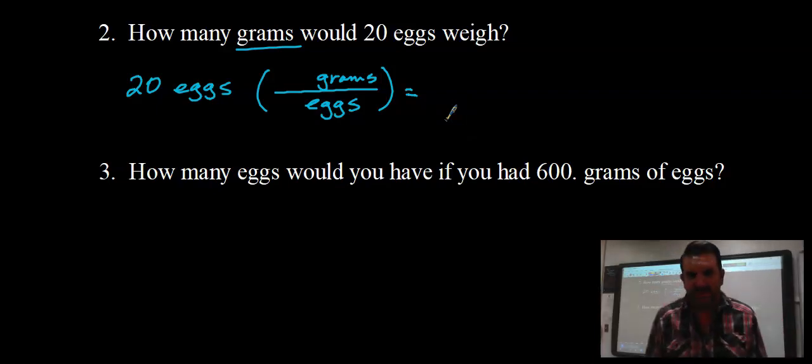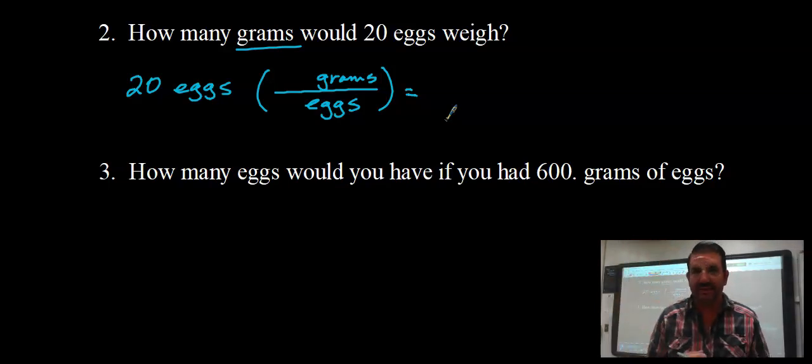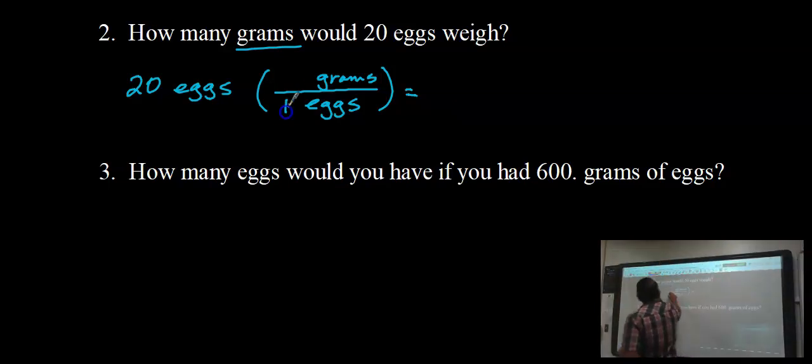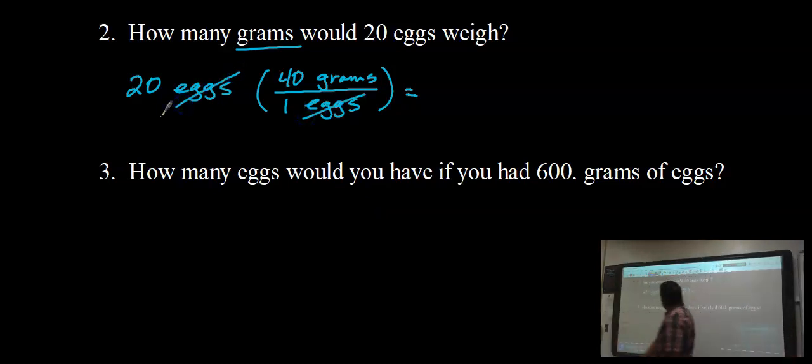And then the numbers. What is the relationship between grams and eggs? Remember, we need the same quantity in the numerator as the denominator. 1 egg is equal to 40 grams. Let's multiply. Start off with the units. Looks like eggs cancel. And then we do the math.